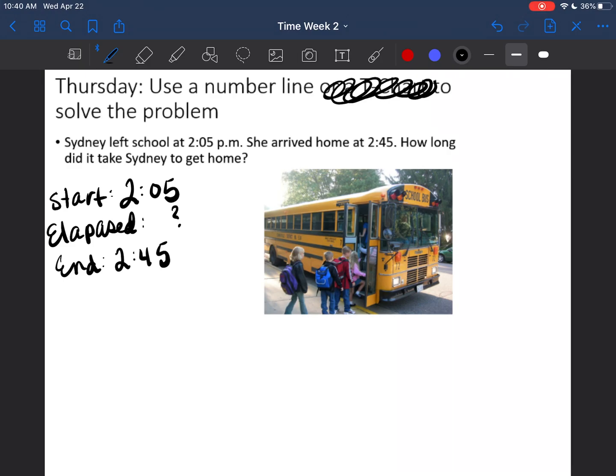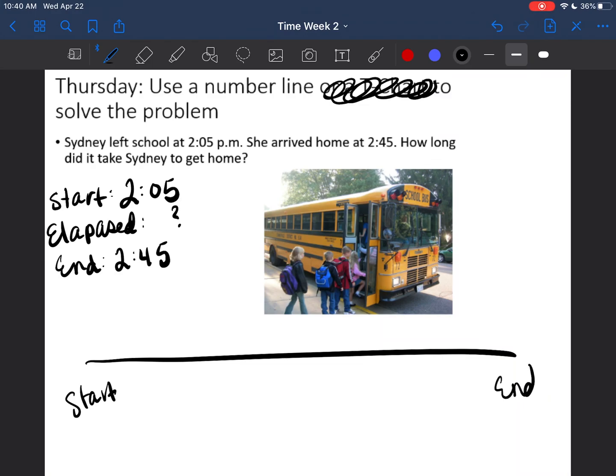I'm going to use a number line. Start on the left, end on the right. My start is 2:05. My end is 2:45. So I'm wanting to know how many minutes it is from 2:05 to 2:45. I'm going to make jumps of 10, 5s, and 1s until I get to 45.